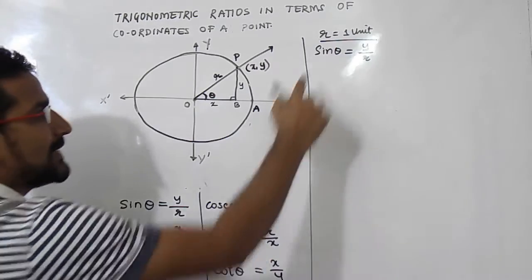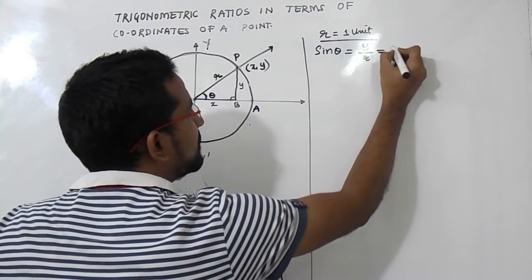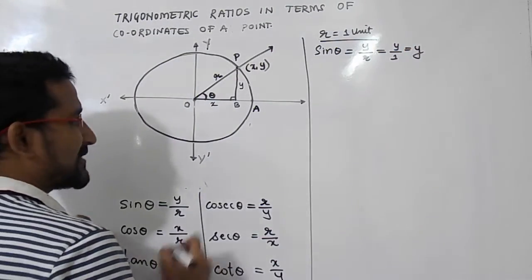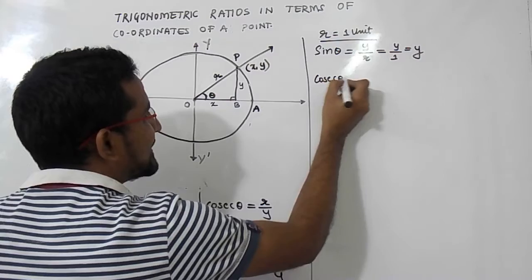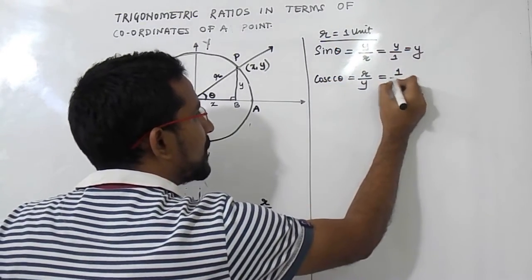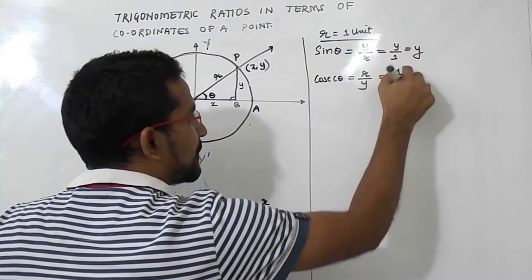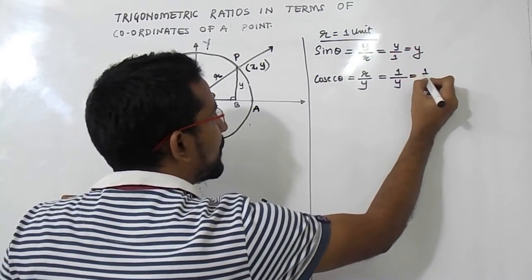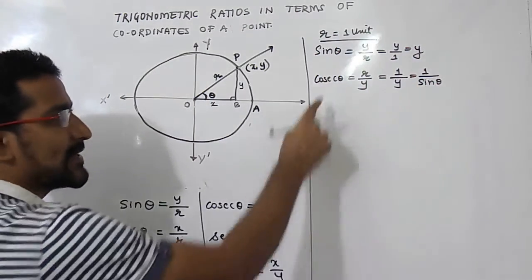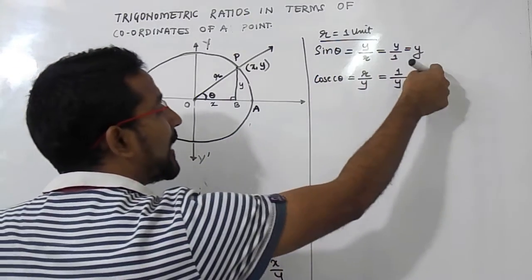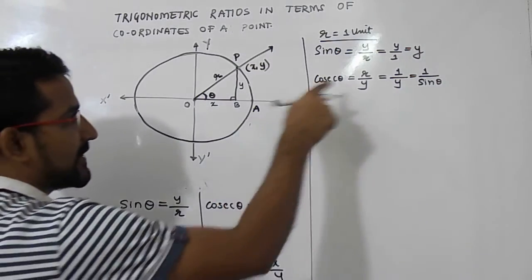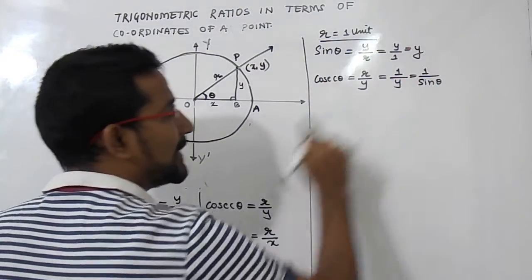So sin theta is y by r, so it will become y by 1, that is y. Now what is cosec theta? Cosec theta is r by y. What is r here? 1. So it is 1 by y. Now y is nothing but sin theta. So cosec theta is 1 by sin theta, a relation we have already studied, and we can also derive it from this.